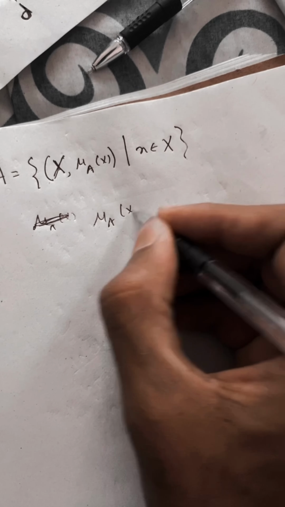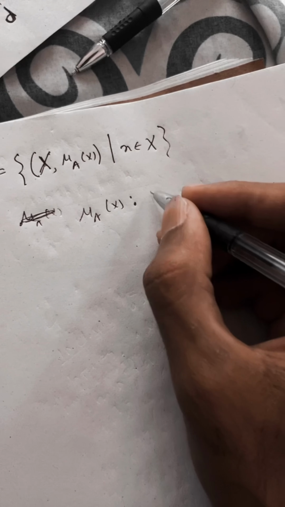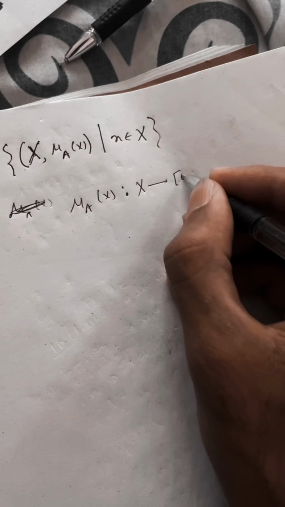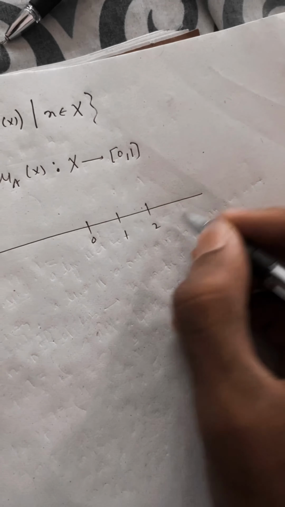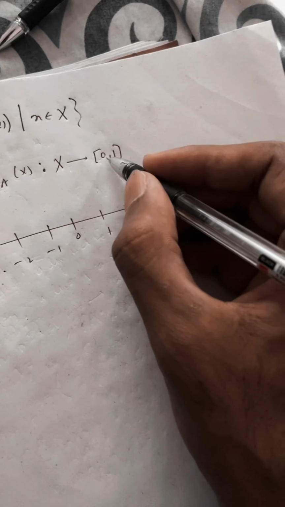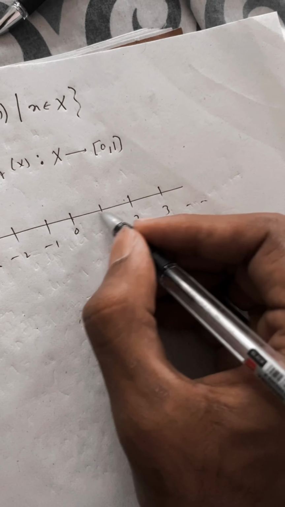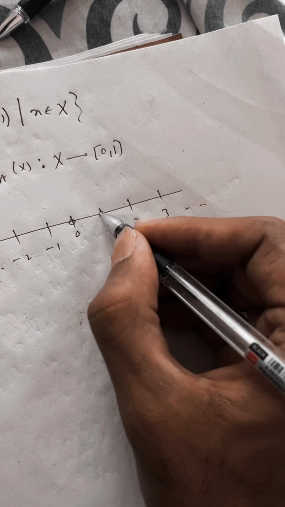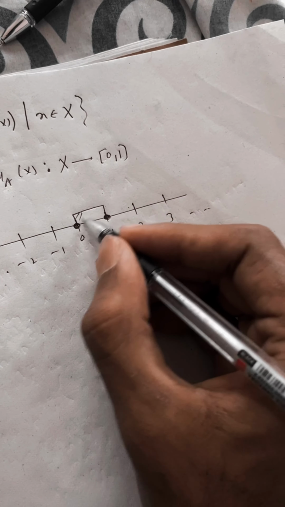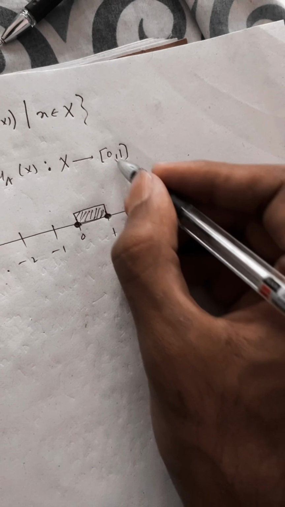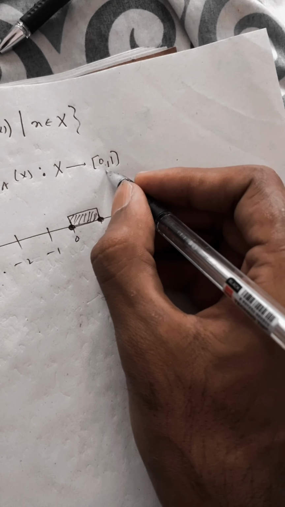So this function membership takes values from 0 to 1, and this is a closed interval. Closed interval means here you have a real line. Let's say 0, here is 1, here is 2, here is 3, here is -1, -2, and so on. This closed interval means all the numbers between 0 and 1. So we have to put a circle here and paint it, and all values between 0 and 1 it can take. Also 0 and 1 are in this set.